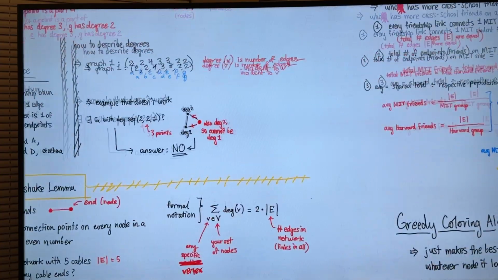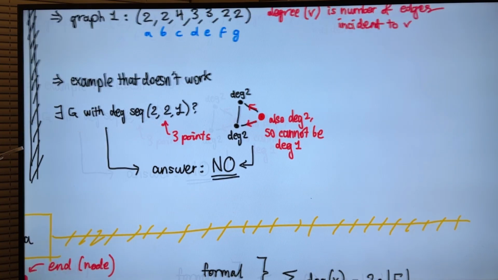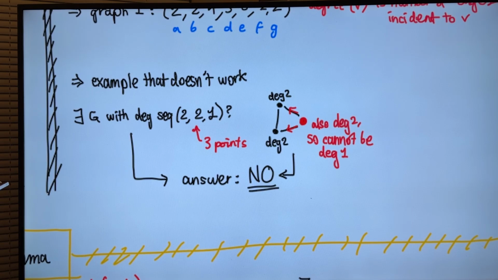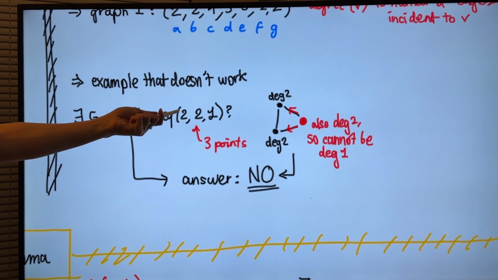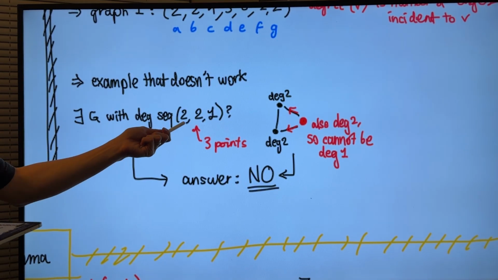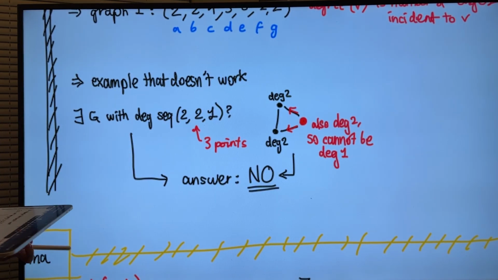Oh yeah, I guess this is kind of a last minute point, but when we're talking about degrees, one last thing, you might also want to think about degree examples that don't work. So what if I asked, does there exist a graph with degree sequence 2, 2, 1? Now remember, this represents the degree count for each vertex. And the fact that we have 3 of them means that we have 3 points to consider.